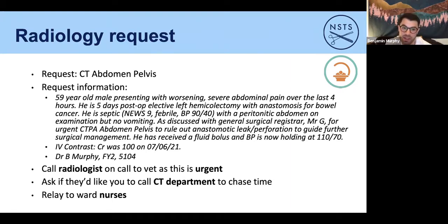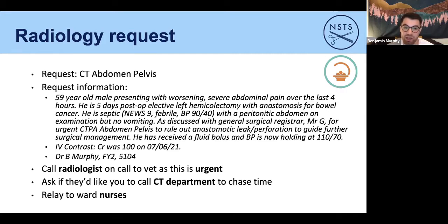It's really important to let them know that he's septic, so his observations are really unstable, and you're worried about a peritonitic abdomen. You've discussed it with your reg, who's advised you to do a CT to rule out a leak or perforation. And then you want to persuade them that he is stable enough to come down to CT to have this scan done. So you could say something like he's received a fluid bolus, and if his BP was a bit better, you'd want to put that in to show that he probably is stable enough to go down.